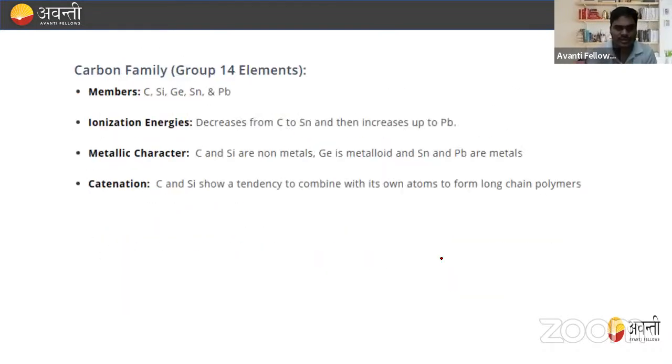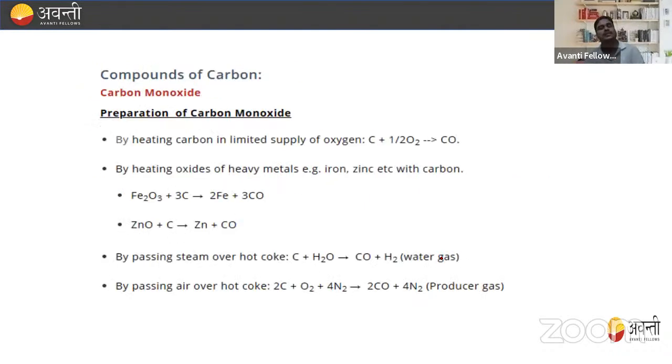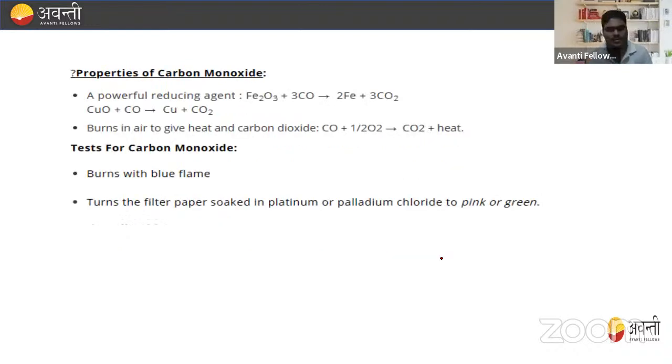Let's quickly revise the group 14 elements that we have studied. First, we studied the general characteristics, the general properties of these elements, like their members, ionization enthalpy, metallic character, and catenation property. Next, we studied the compounds of carbon, that is carbon monoxide, its properties, how it acts as a good reducing agent, and how it is prepared. We studied how carbon reacts with oxygen. In the last, we studied the tests for carbon monoxide, like it burns with a blue flame and turns filter paper soaked with platinum and palladium salts pink or green. This property we already studied.